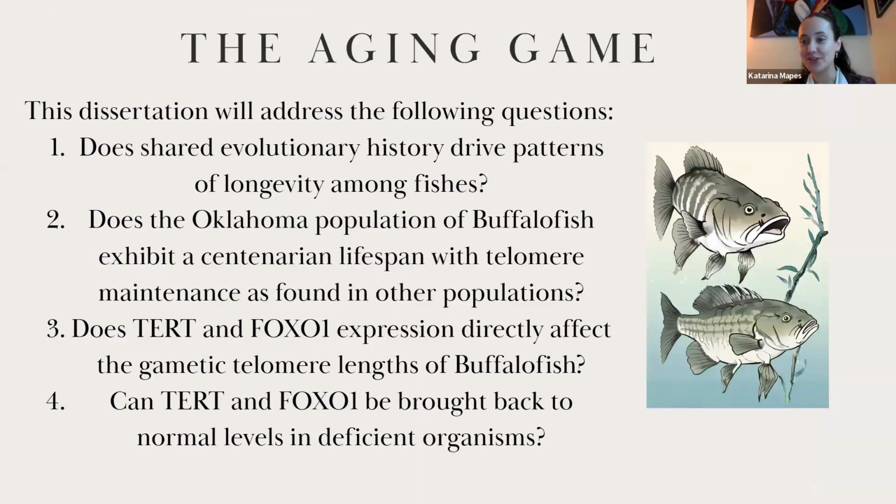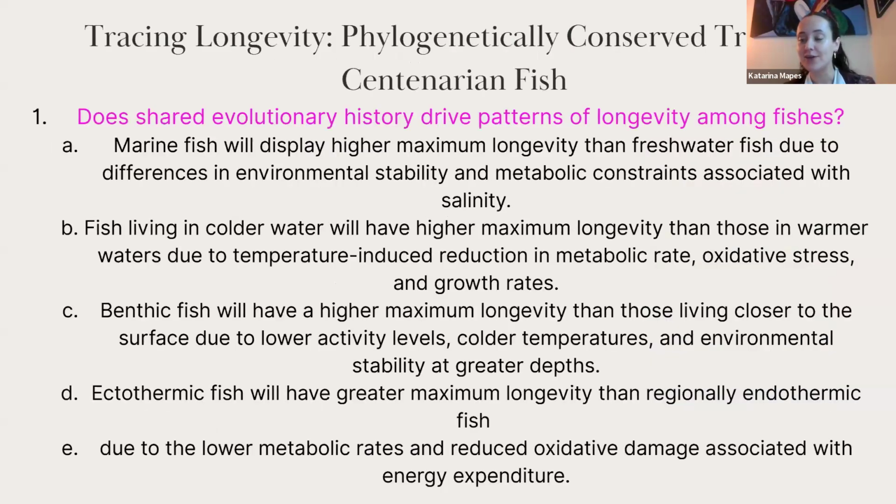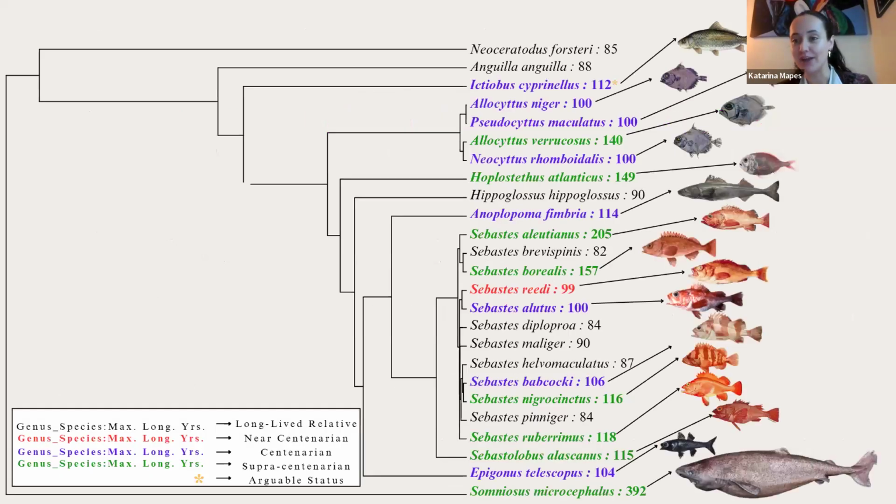And so my dissertation is going to be addressing the following questions. I'm going to start off by asking, does shared evolutionary history drive patterns of longevity among fishes? How I'm going to be doing this is I'm going to be taking, or have been, an age database as well as FishBase and doing a cumulative analysis of what I call centenarian fish species, although I've had a few other people say, I don't know if I would say centenarian applies to fish, but we can argue about that later. So what I'm going to be doing is taking these databases. It's a very simplified phylogenetic tree only containing species that are 85 and above, or 80 and above at this point.